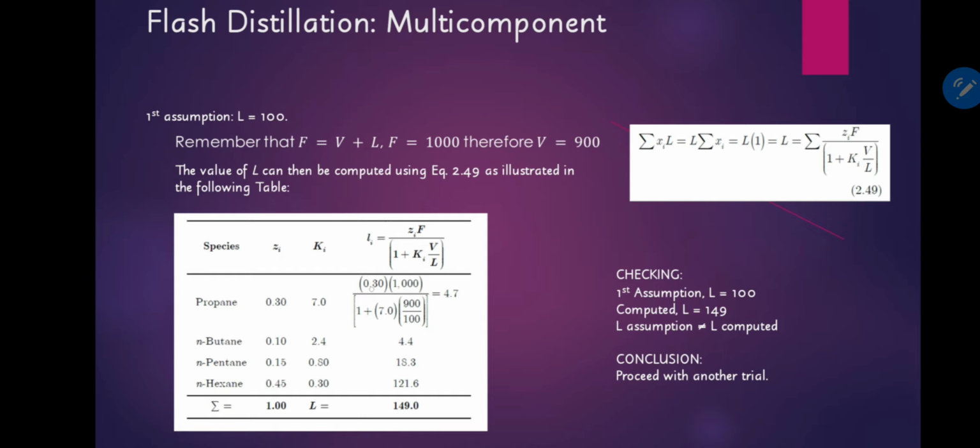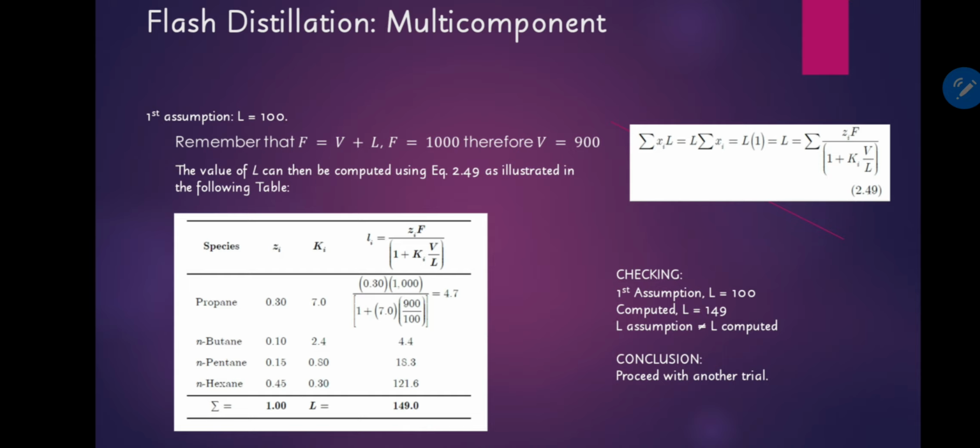That would be 0.30 multiplied by 1000 all over 1 plus the K of the propane multiplied by V 900 over 100. That will give you now 4.7. The same thing goes for N-butane, N-pentane, and N-hexane. And you now solve for the value of L. Okay, this is now the computed value of L.